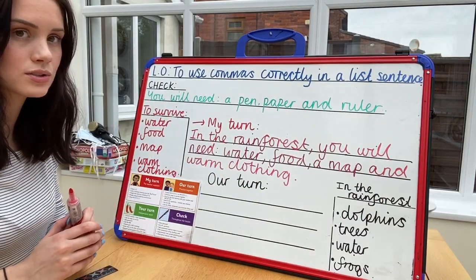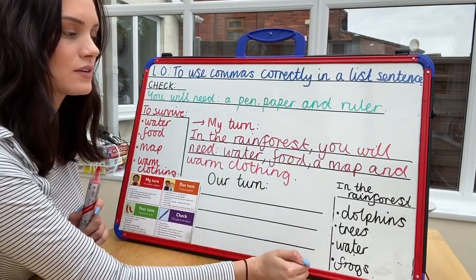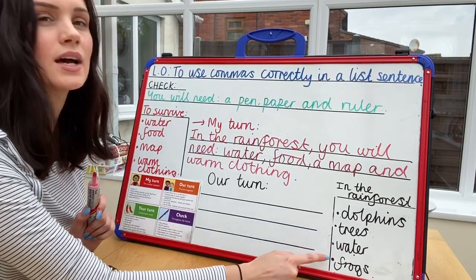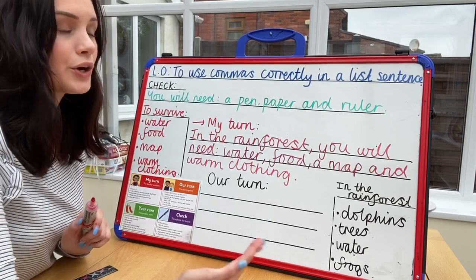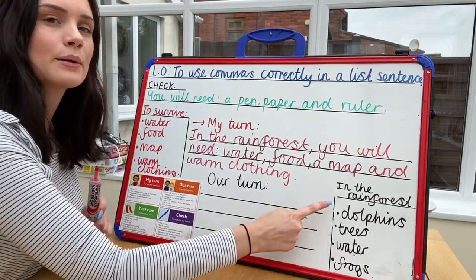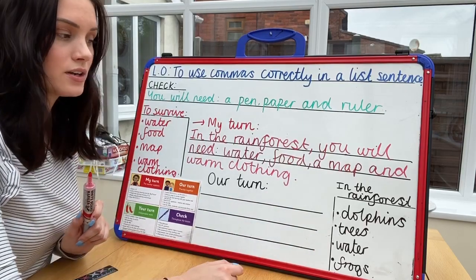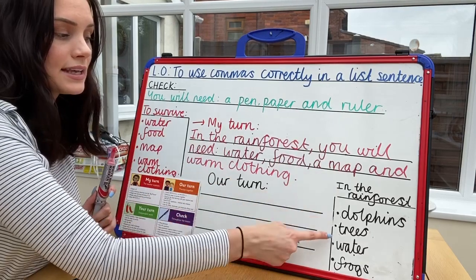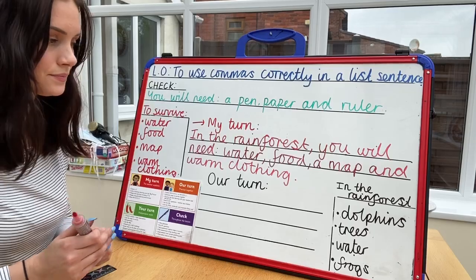So now this is your turn. I have thought about what you might find in the rainforest. So I thought that you might find dolphins, trees, water and frogs. Now your list might be slightly different. And this is your go. You're going to come back to me and then we're going to have a go together. So our turn, I would like you to think about what it is that you could find in the rainforest. Four things you could find. You can use my list if you want to. And then I'd like you to have a go at using these things to create a list sentence. So you have a go at that and I'll be back in a moment.